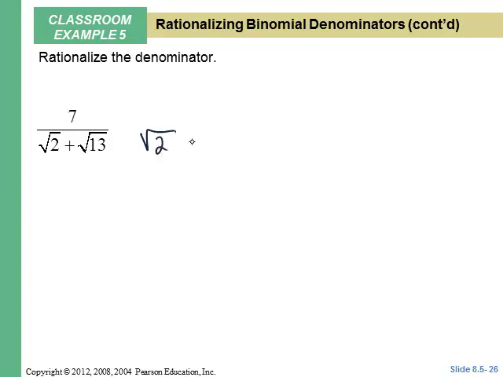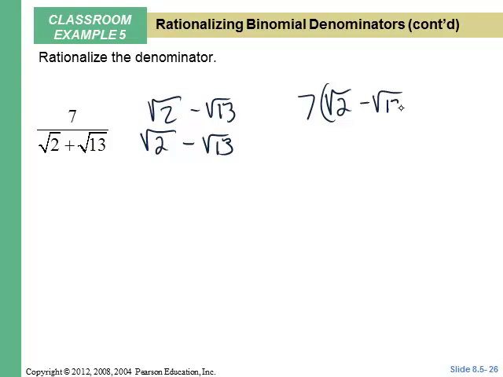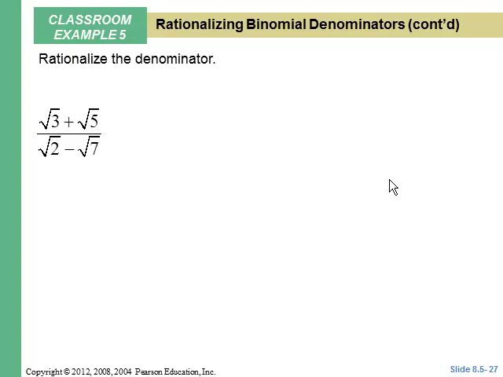Multiply top and bottom by the root of 2 minus the root of 13. And you get 7 root of 2 minus root of 13 over root of 2 times the root of 2 is the root of 4, which is 2. Root of 13 times the root of 13 is 13. 2 minus 13 is negative 11. So it's negative 7/11 times root of 2 minus root of 13.